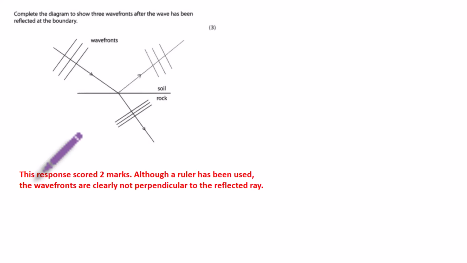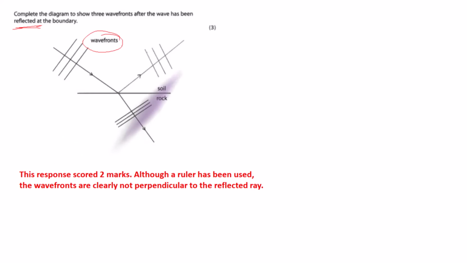Complete the diagram to show the three wavefronts after the wave has been reflected. All right. So this line shows the direction of reflection, and these lines are called wavefronts. Luckily, it's already given in the question. Now, always remember, wavefronts must always be perpendicular to the direction of motion of the wave.